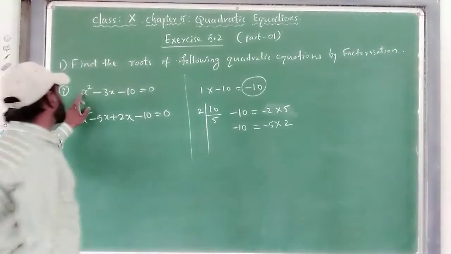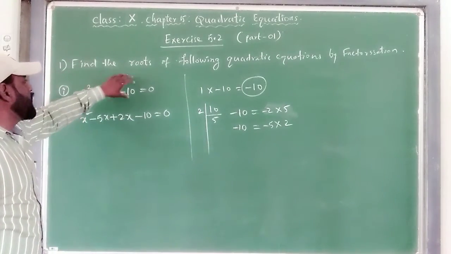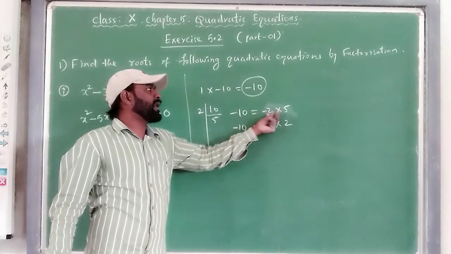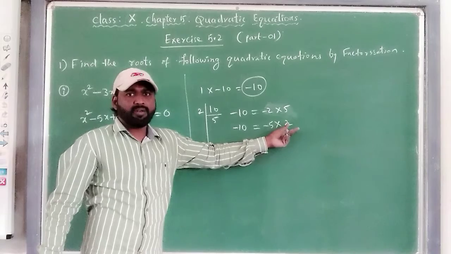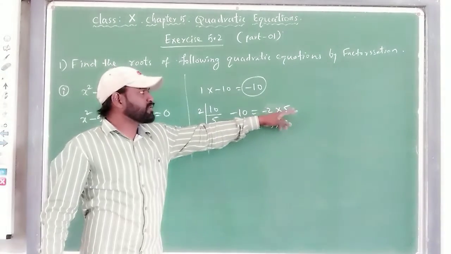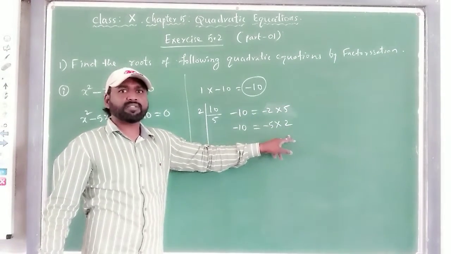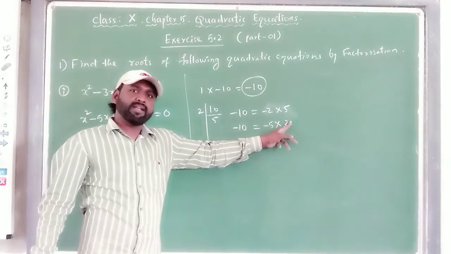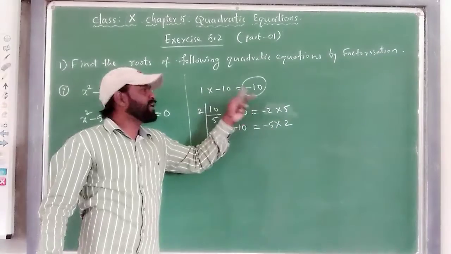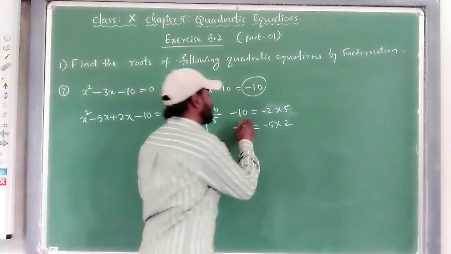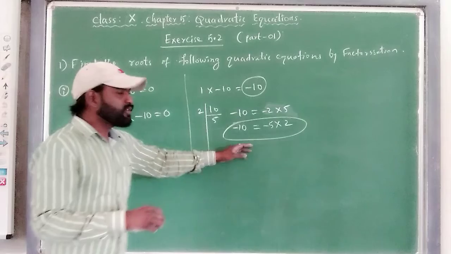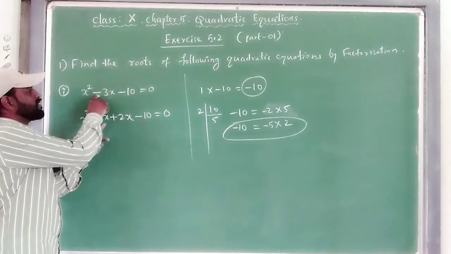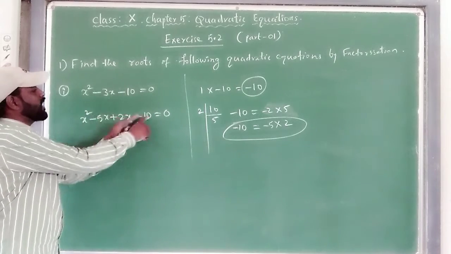Here the product of the x square coefficient and the constant term we got as minus 10. So the factors of minus 10 are minus 2 and 5, or minus 5 and 2. When you take these two combinations, which combination works out for us to get minus 3? Here minus 5 plus 2 is minus 3, and minus 5 into 2 is minus 10. So this pair is working out for us. So I took this pair, minus 5x plus 2x, which gives us minus 3x, keeping the first term and the last term as they are.